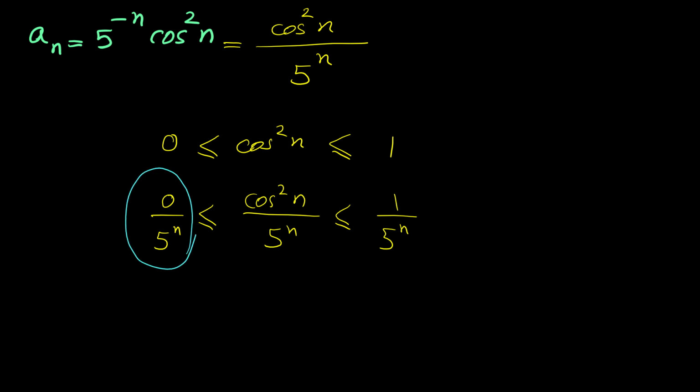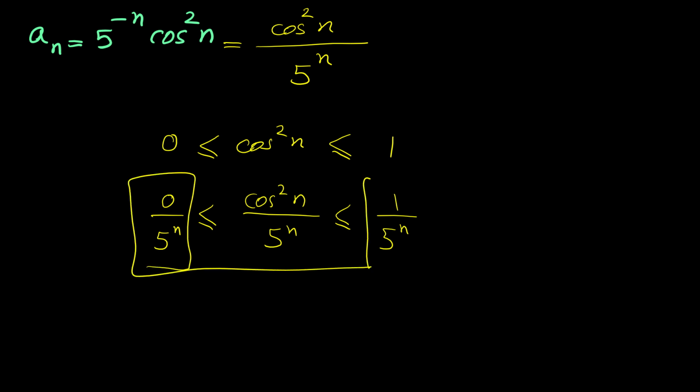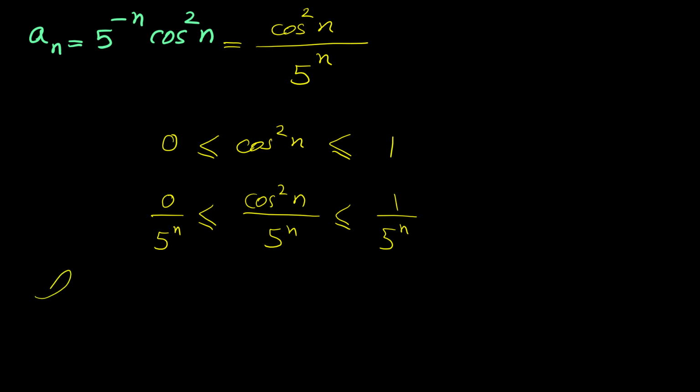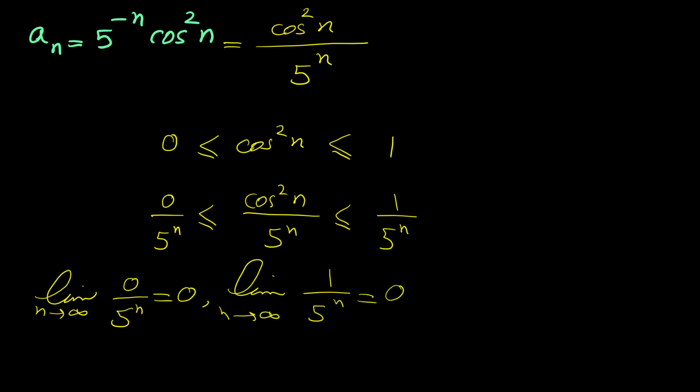0 over 5 to the n is 0. Now we calculate the limit of the left side and the limit of the right side to see what these limits are. When n approaches infinity, the limit of 0 over 5 to the n is 0 obviously, because this expression is always 0. What about the other limit? That one is also 0. The limit of 1 over 5 to the n as n approaches infinity is also 0, because we have a number over 5 to the infinity.